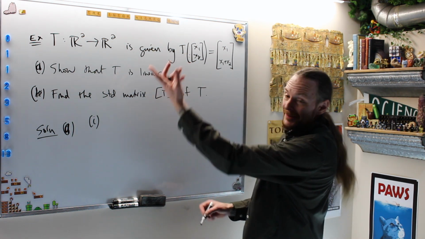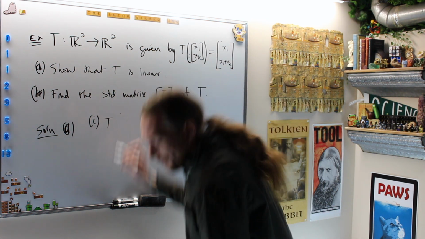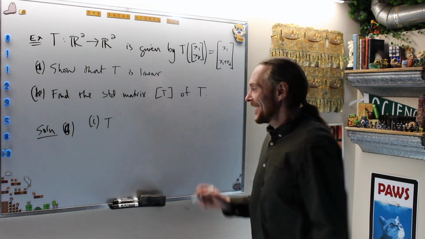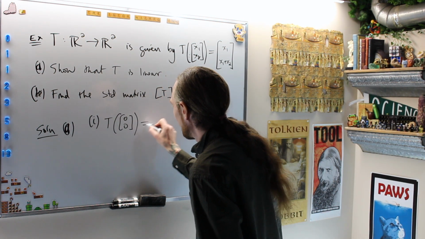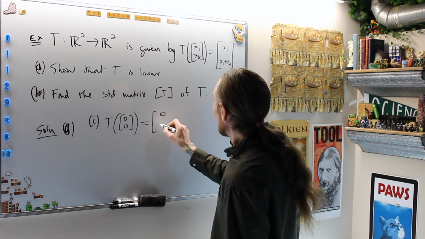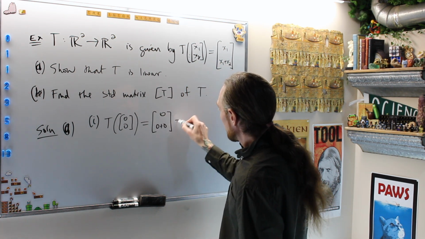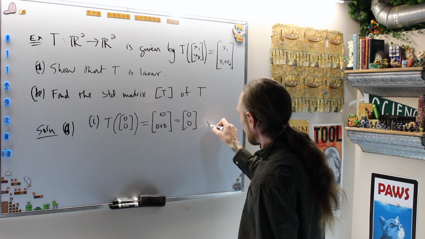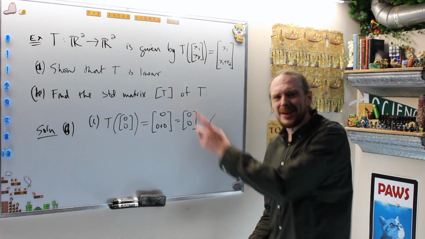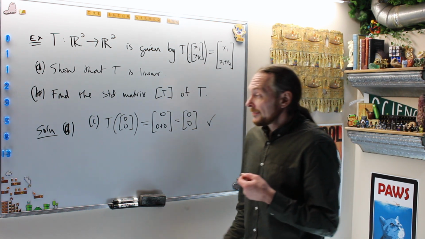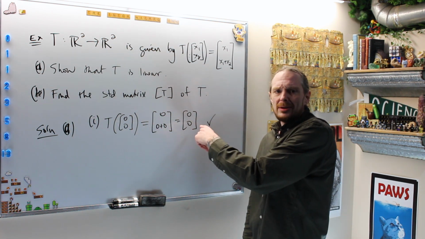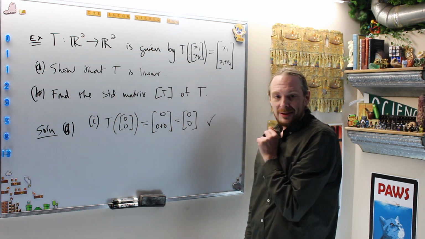1. Check if 0 goes to 0. T of 0 is 0, 0 plus 0, which is 0, 0. So 0 goes to 0. I don't say therefore linear, but I'm on the right way to showing that it's linear. If that had not been true, either I made a mistake or it's not linear immediately.